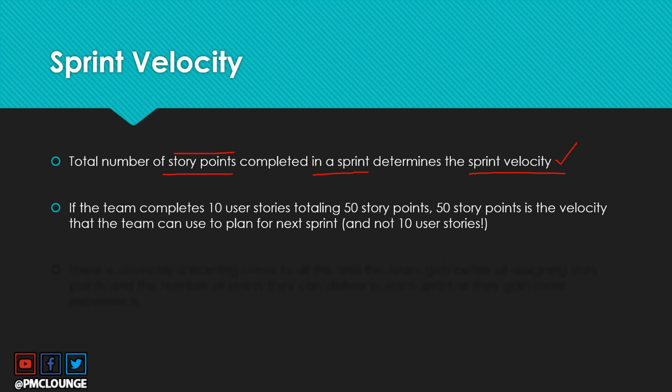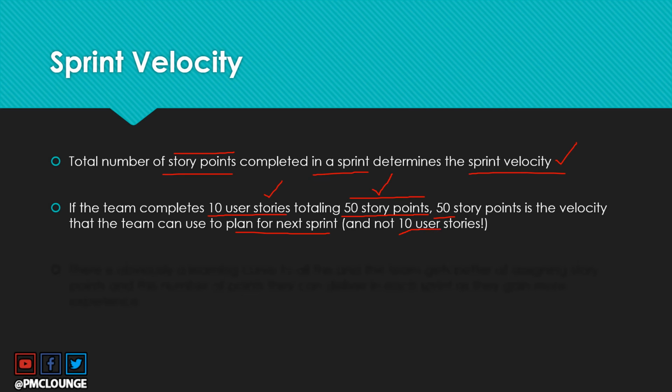So here's an example. If the team completes 10 user stories totaling 50 story points, so there were 10 user stories and the total number of story points of these 10 user stories was 50, then 50 is the sprint velocity, right? And this is also going to help you plan for your next sprint, because you've delivered a sprint and you now have an idea that the development team can deliver 50 story points.